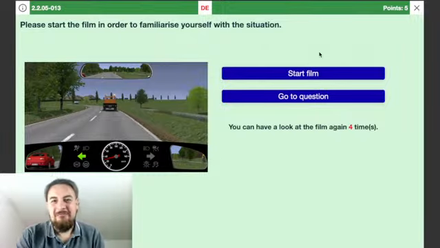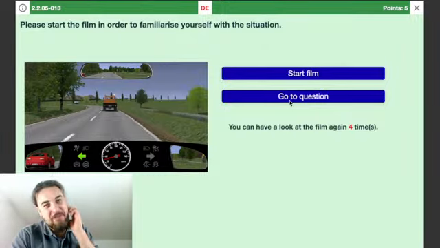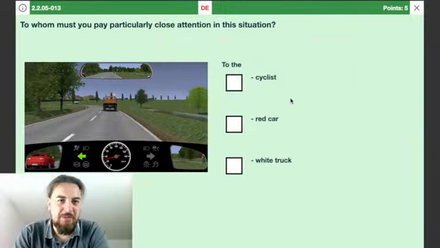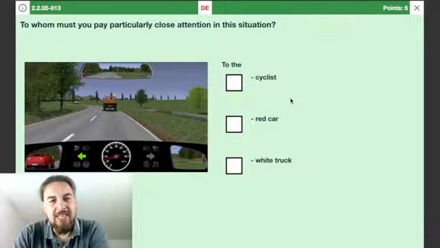Okay, well, let's go straight to the question, in case you can repeat it in the video. To whom must you pay particularly close attention in this situation? To the cyclist, to the red car, to the white truck.